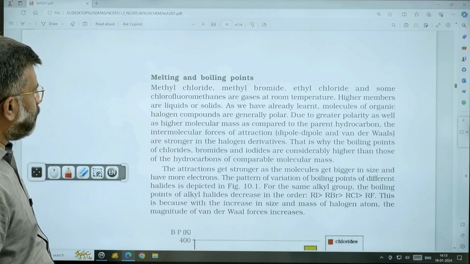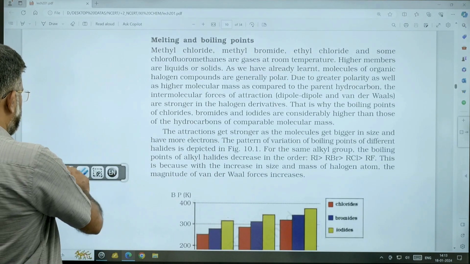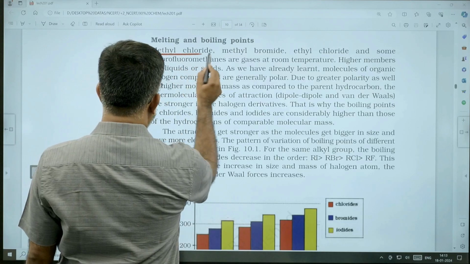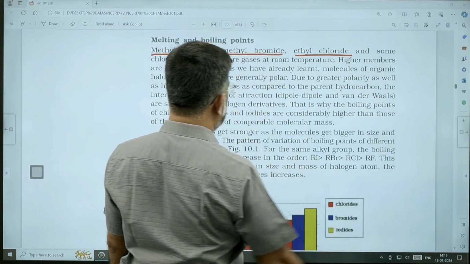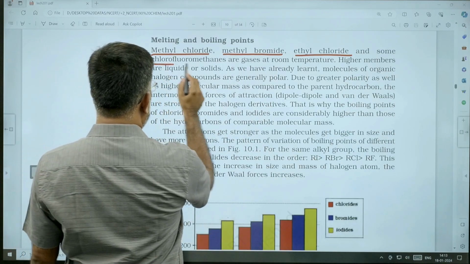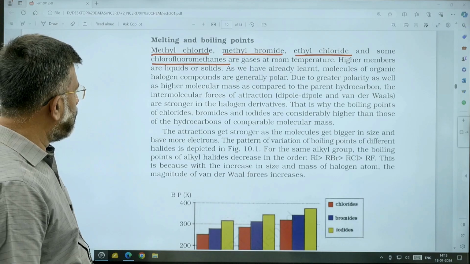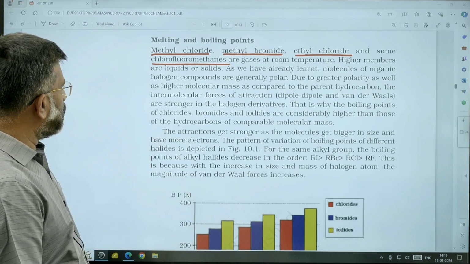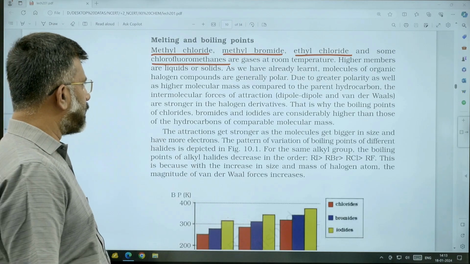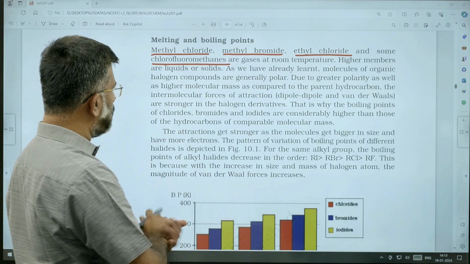Regarding melting point, boiling point. You see methyl chloride, methyl bromide, ethyl chloride, and some chlorofluoromethanes are gases at room temperature. Higher members are liquids or solids.